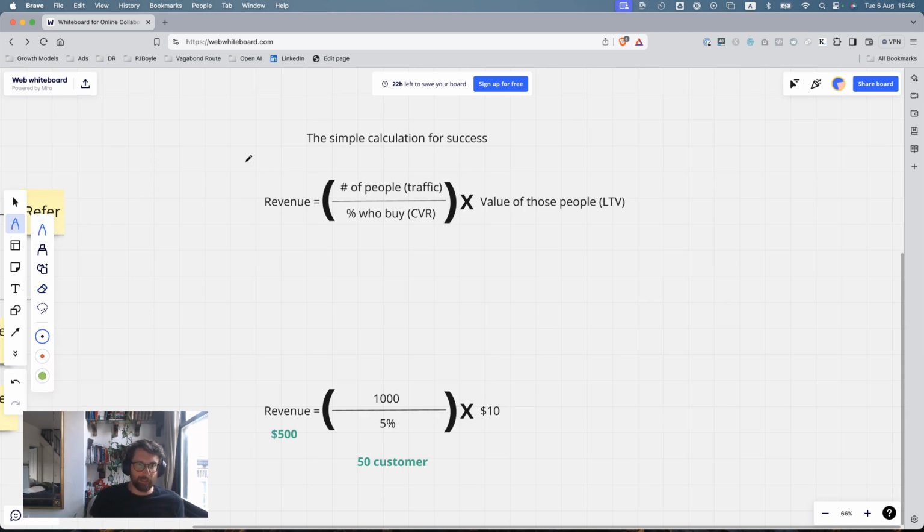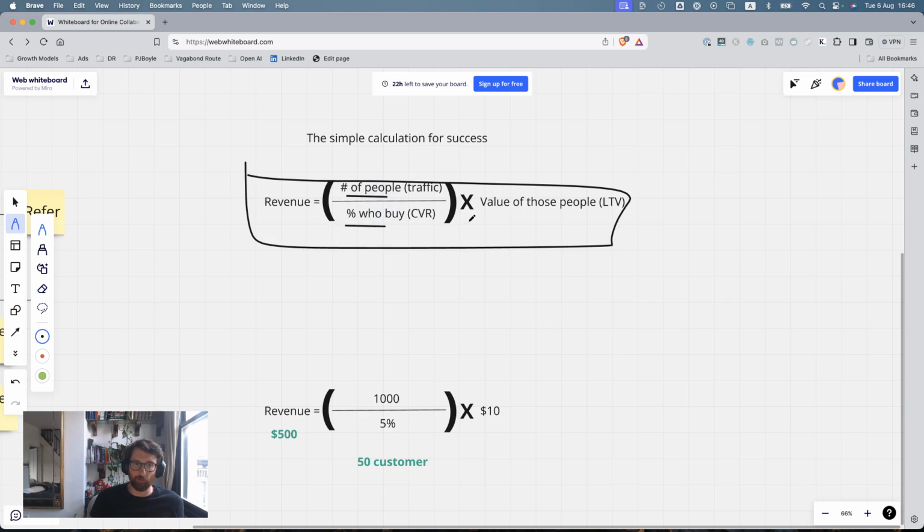But the key thing here is remember this formula. Find where you think you can have the biggest impact on your revenue. Make those changes, run it as a test, see. Simple as that.